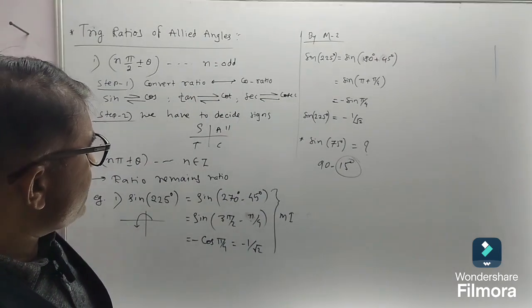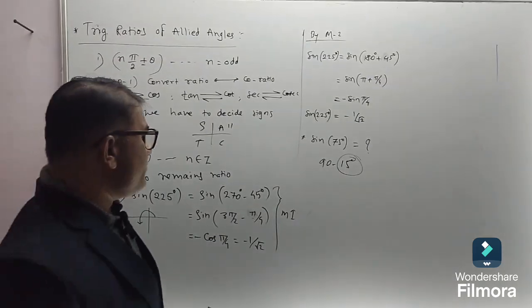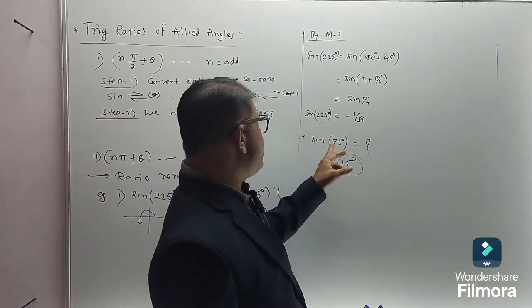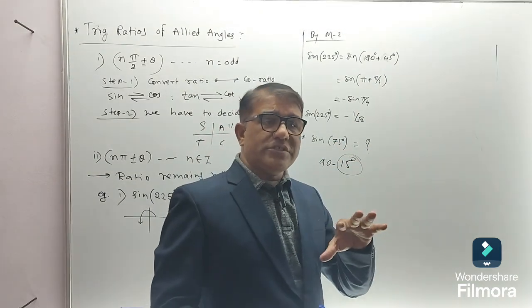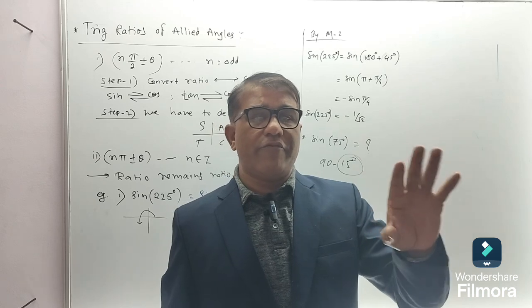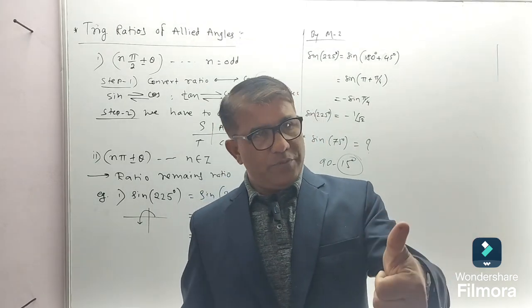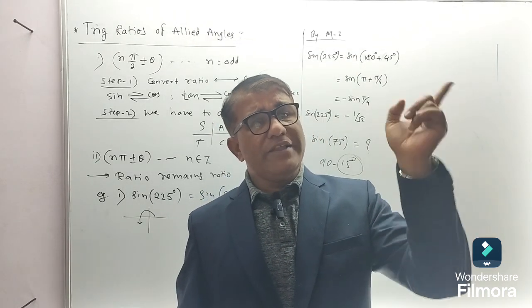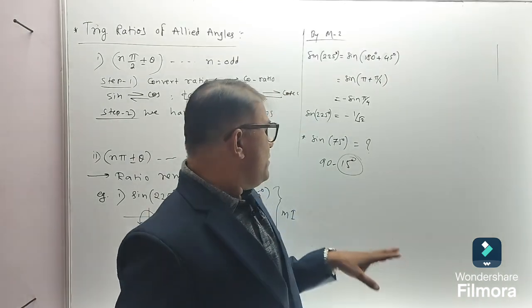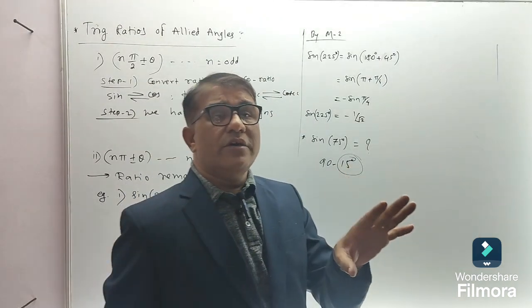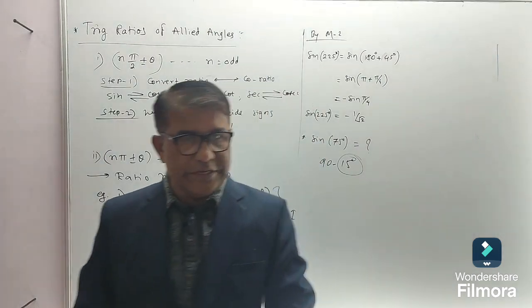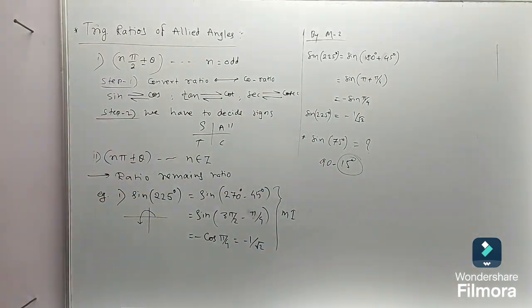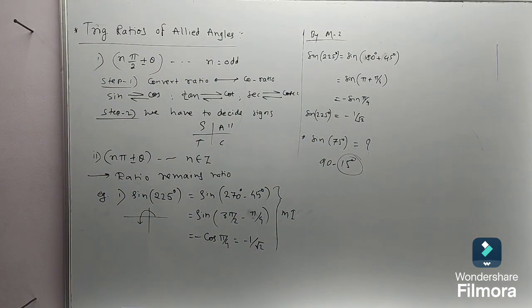To find sine 75 degree, I can write this as sine of 30 degree plus 45 degree. If I know sine of alpha plus beta, or sine of A plus B, then it is possible. For that, there are formulae known as trigonometric ratios of compound angles. Let us check what are trigonometric ratios of compound angles.